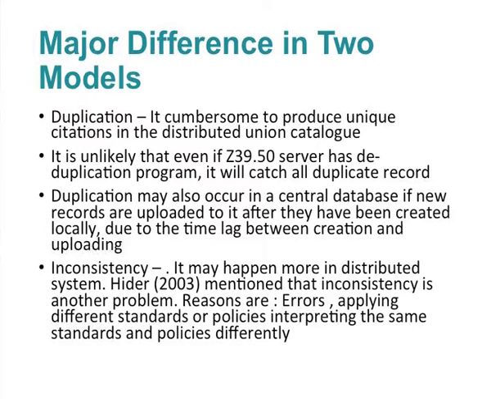Another problem in comparing these two models is inconsistency. It may happen more in the distributed system. So, consistency is also essential for the success of a union catalog, but inconsistency is a major problem with the distributed system. Haider mentioned that inconsistency is another problem, and the reasons are errors in the catalog, applying different standards or policies, and interpreting the same standards and policies differently.